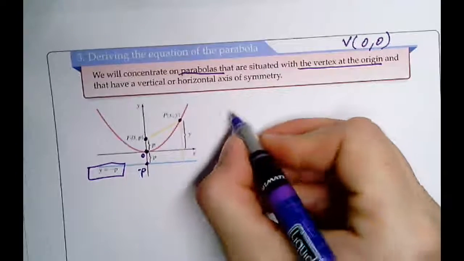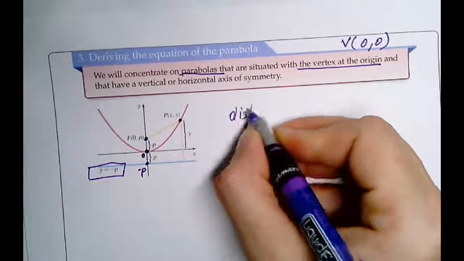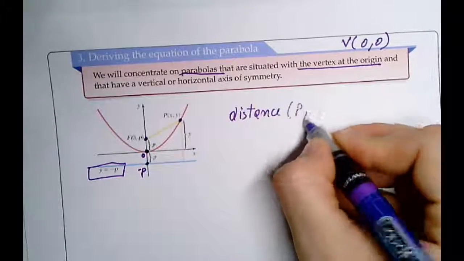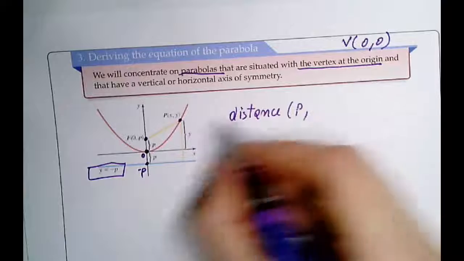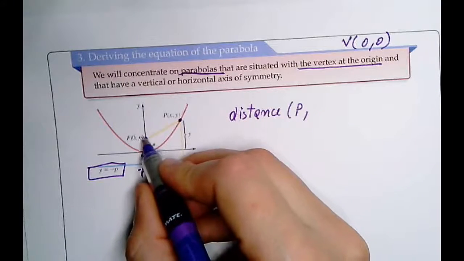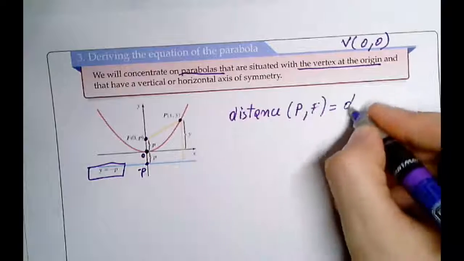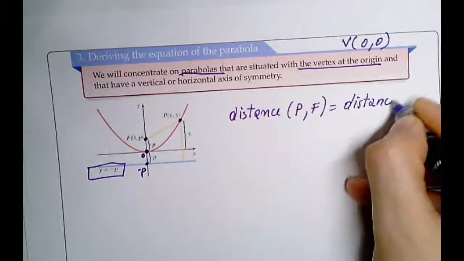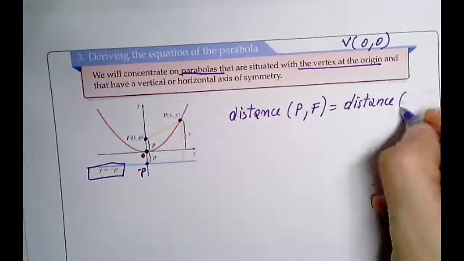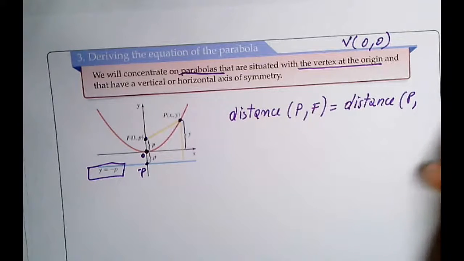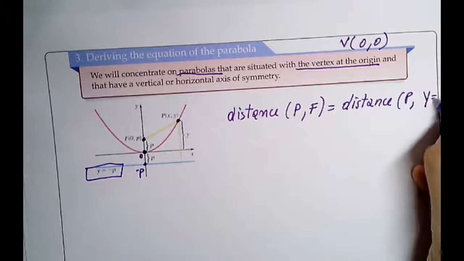So I must have that the distance from the point P to the point F, the focus, has to be equal to the distance from the point P to the directrix, y equals negative p.